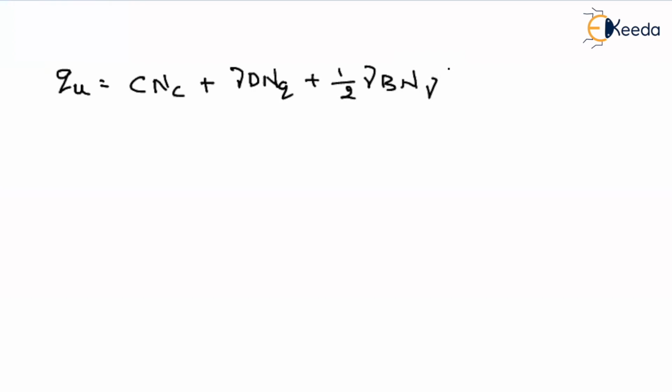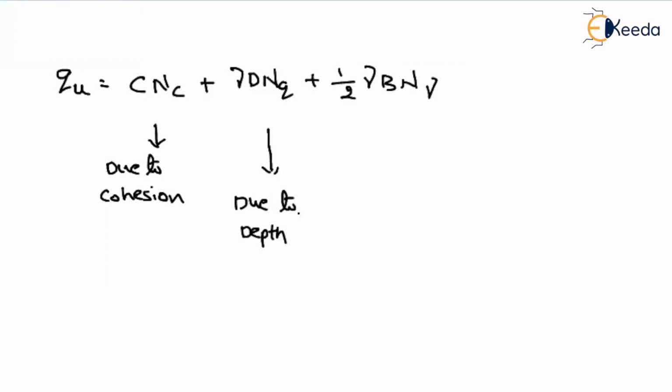Suppose I divide this entire equation into three different parts. Let us say this is one term. This is the strength achieved due to cohesion, isn't it? Due to cohesion, we may have some capacity. And what about the second term? See here, gamma D into Nq. This is nothing but due to depth. Due to the depth of the foundation, if your depth is more and more, then your capacity will also increase. So this second term includes the capacity of the soil due to the depth of the foundation.